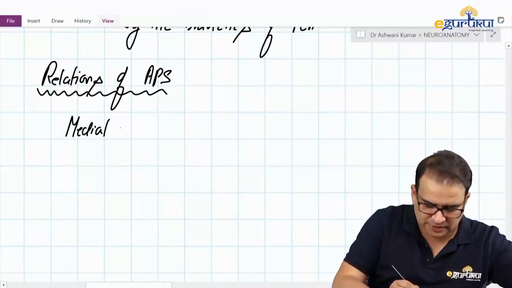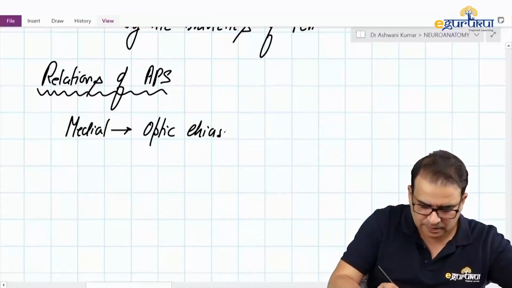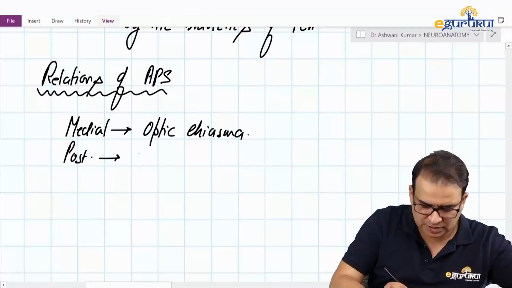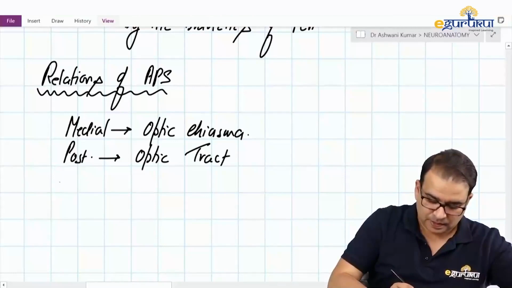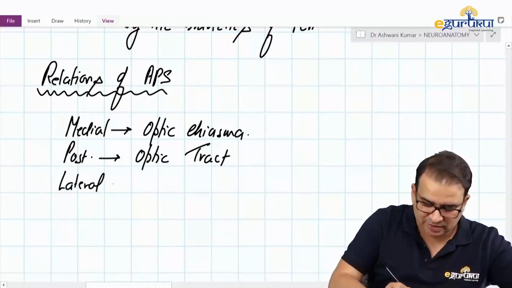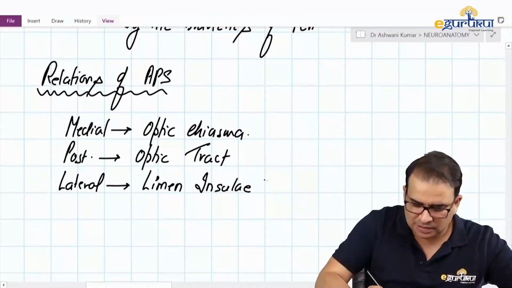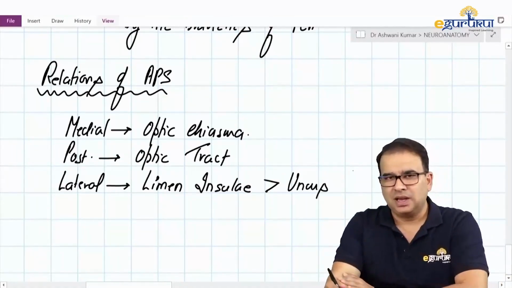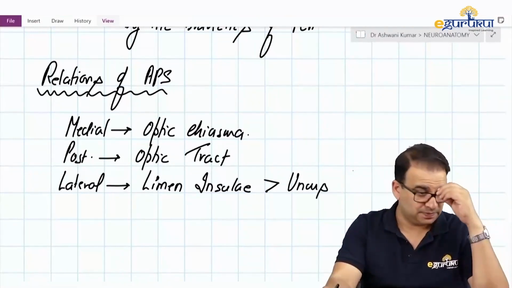So if I write the relations of anterior perforating substance, first, medial relation was what? That was optic chiasma. Posterior relation is optic tract. And then comes the important one, that is lateral relation. Your best answer here is going to be limen insulae. If limen insulae is not in the options, you can go with uncus also. But uncus should be your second best choice. Limen insulae, uncus. Uncus is more posterior laterally present.